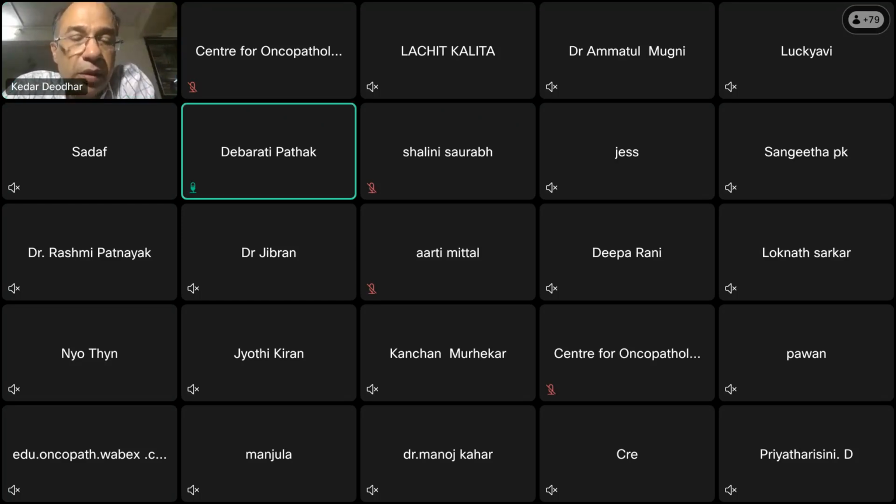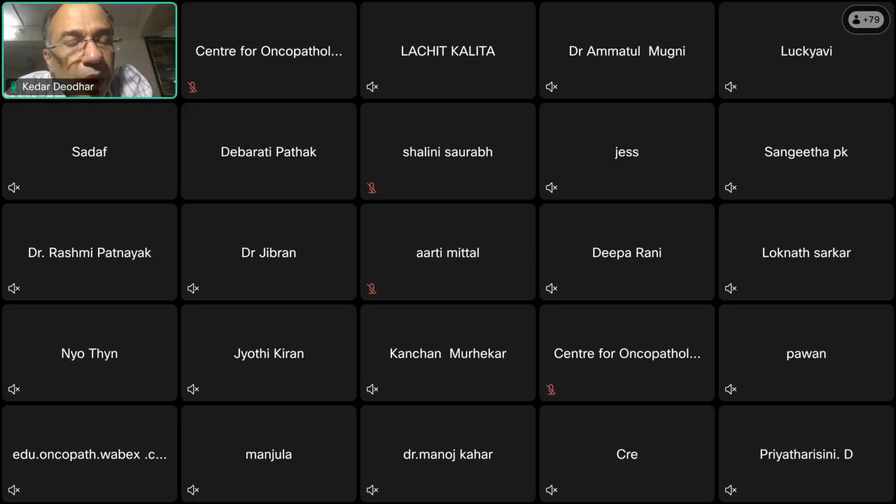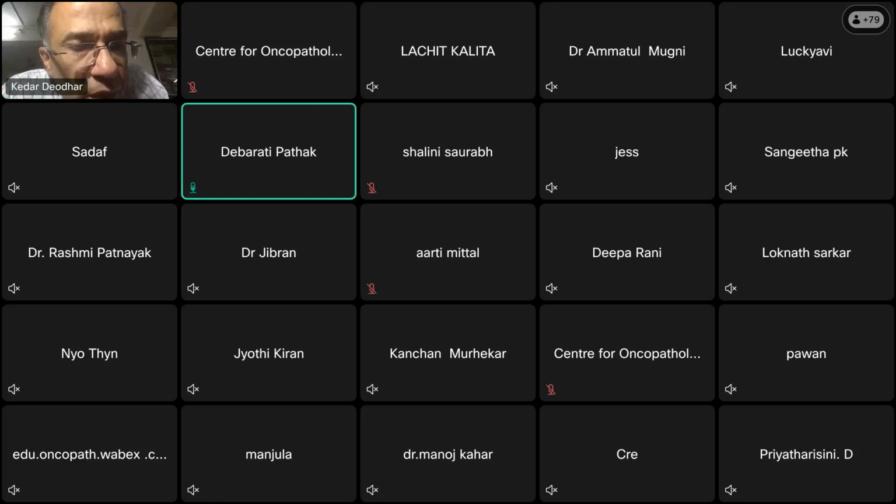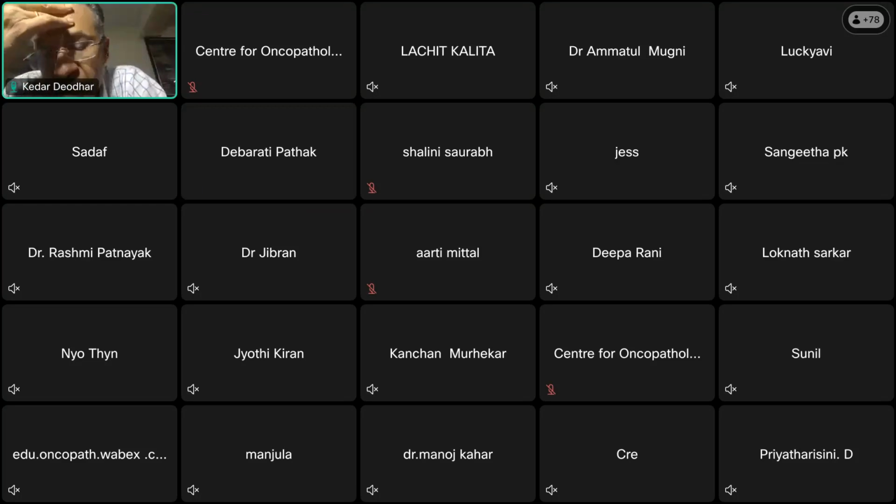Okay, sir. Will PAS help in detecting scant signet ring cell deposits in omentum? Will what? PAS. PAS we don't use for omentum. So are you looking for metastatic adenocarcinoma in the omentum, which is resected along with the stomach, or are you looking at a biopsy?